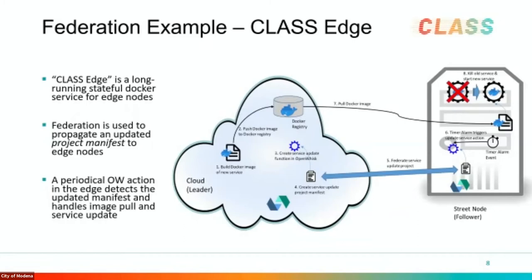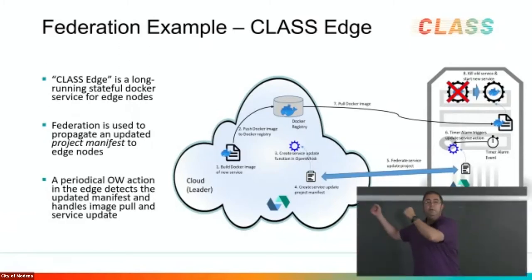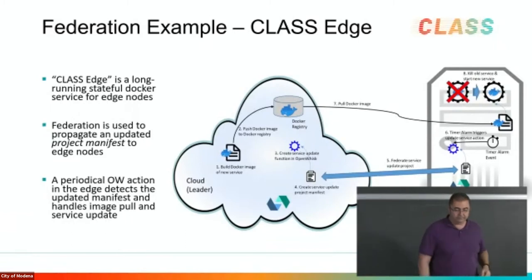So one cool feature about OpenWhisk is this capability which we call project manifests. Project manifests are actually containers of data that are considered OpenWhisk assets. The container itself is considered an OpenWhisk asset, so it can be federated. So the way we do it, we put the new version of the Docker application in the Docker registry. We create a manifest that contains the tag of the new application, and then we federate it to the edges. And then the opposite end of the federation, which is constantly running in each of the edge nodes and monitoring for updates, picks up this update and knows it's a Docker container, pulls the image to the edge node, and makes sure that the service is degraded gracefully and started afresh with the new version.